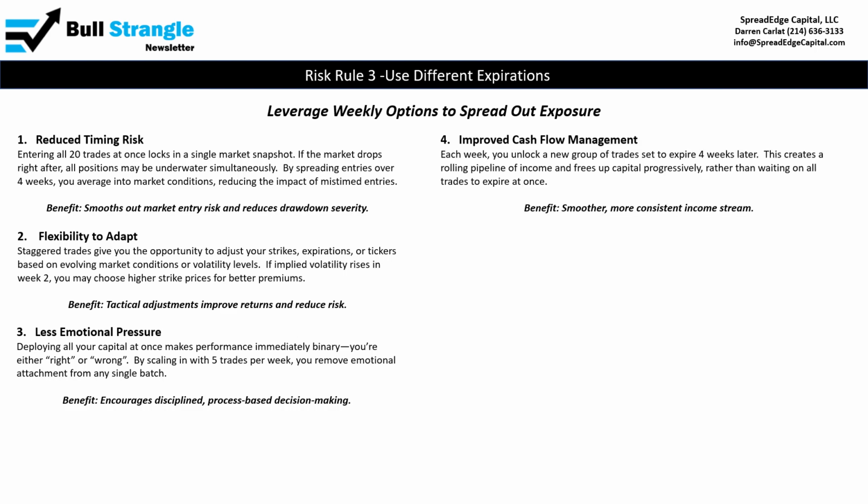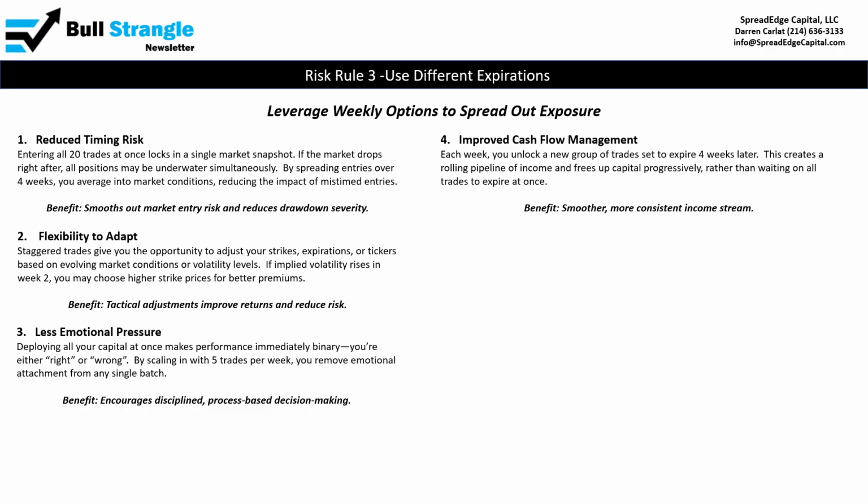The next one is improved cash flow management. Each week you unlock a new group of trades set to expire 4 weeks later. This creates a rolling pipeline of income and frees up capital progressively rather than waiting on all trades to expire at once. The benefit: a smoother, more consistent income stream.